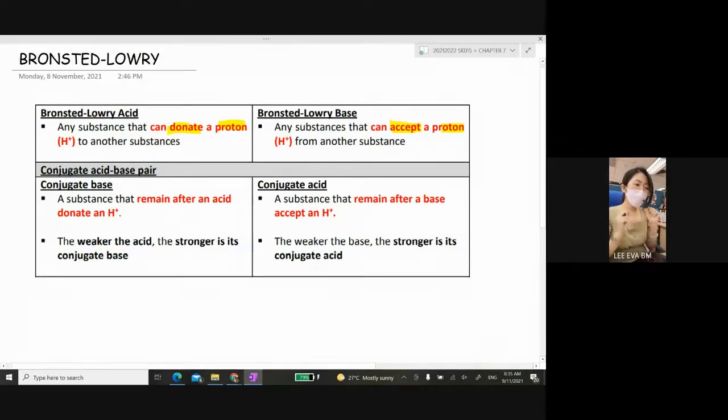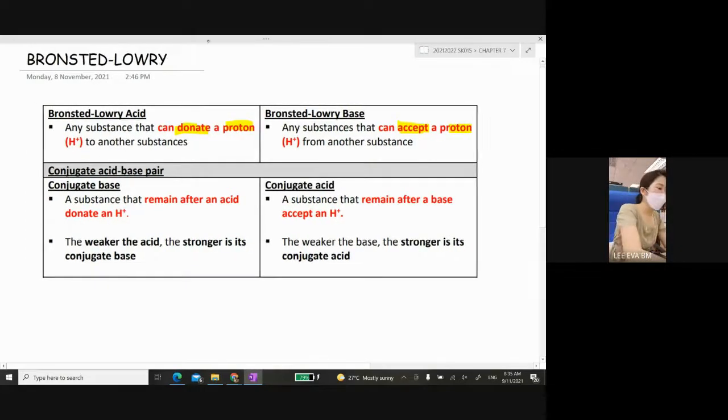Okay, so when you can recognize Bronsted-Lowry acid and Bronsted-Lowry base, it can actually link to its conjugate acid-base pair. Maksudnya dia mesti ada partner. Bronsted-Lowry acid, dia ada dia punya partner. Base pun ada dia punya partner. So when we say partner, it links like this. Bronsted-Lowry acid dia akan hasilkan conjugate base sebagai dia punya partner. So the definition of conjugate base: a substance that remains after an acid donates the H plus. I will show you an example in a second. You just take note on the definition first.